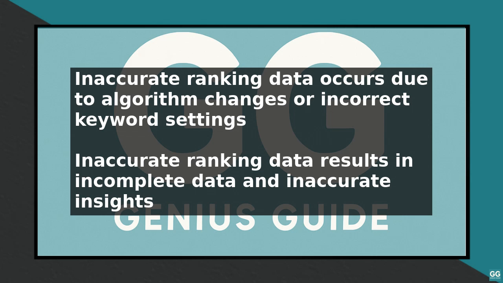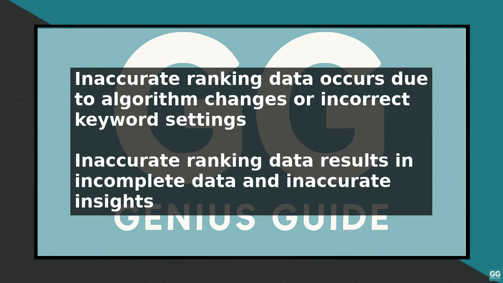Common issues with Semrush position tracking. One of the most common issues with Semrush position tracking is inaccurate ranking data. This can occur due to various reasons such as changes in search engine algorithms, incorrect keyword settings, or technical issues with the tool. Another common issue is the failure to track keywords correctly, which can result in incomplete data and inaccurate insights.